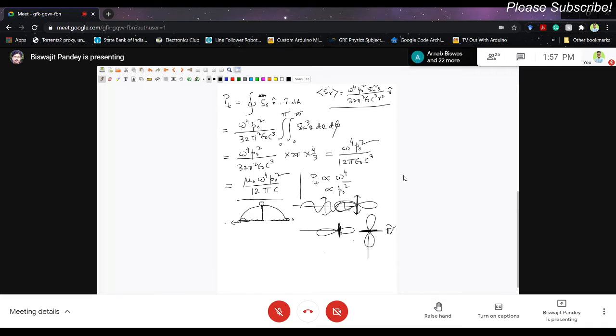So this is the radiation from an oscillating electric dipole, and there are many applications which we will not be able to cover here. Specifically, one of the most interesting applications of this is the antenna, which I don't know how much of it is covered in your electronic course, but the fundamental principle comes from this.